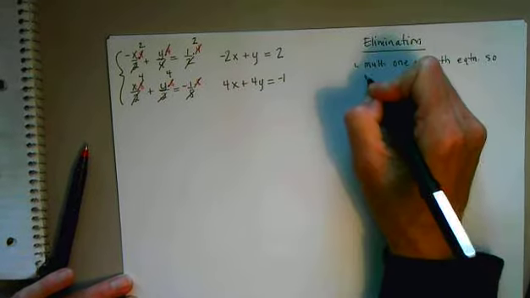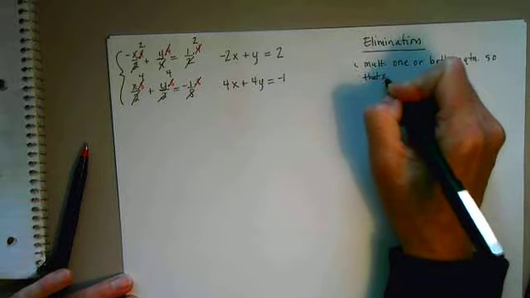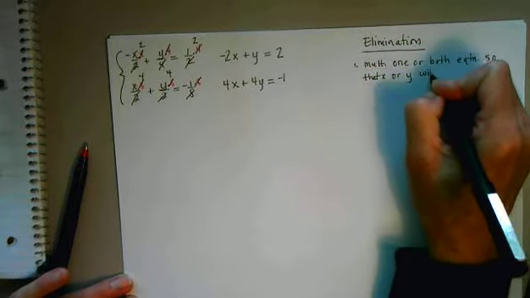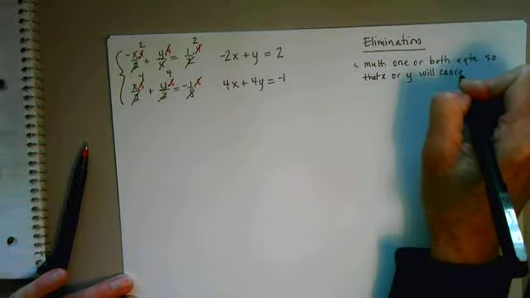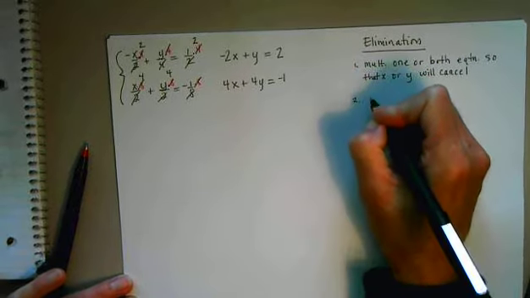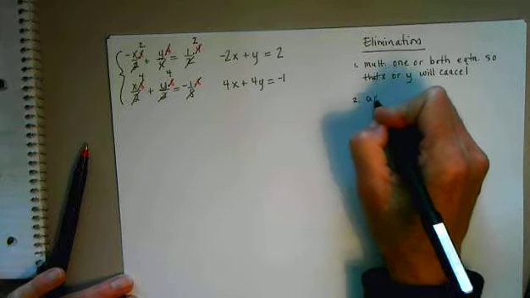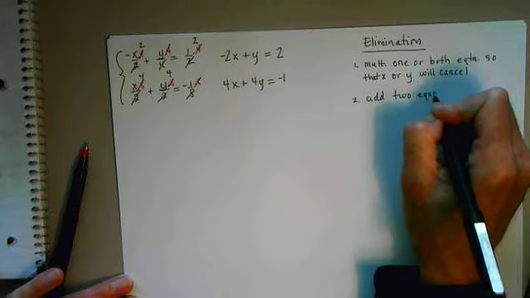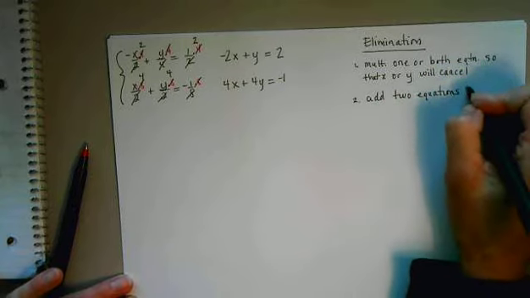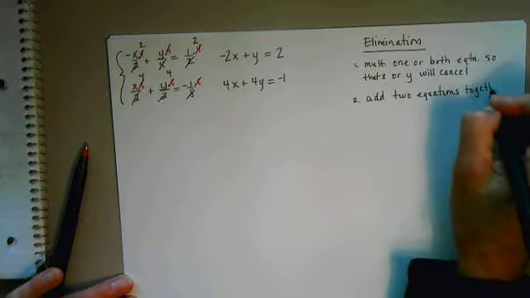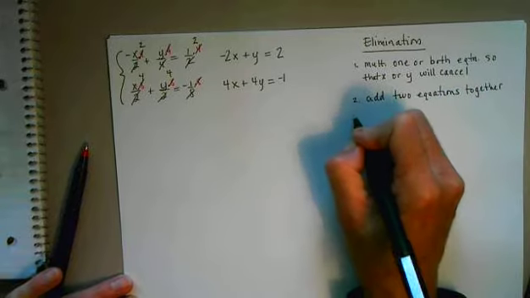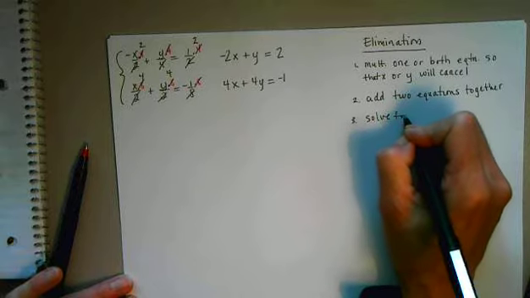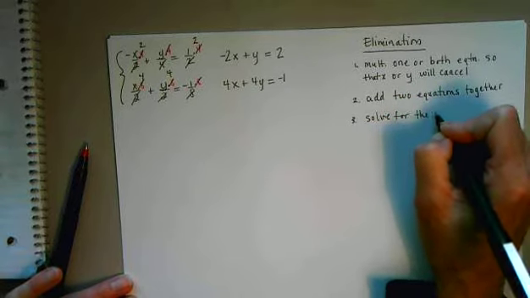so that x or y will cancel. And you'll see what I mean. We'll do that in just a second. Then you're going to add the 2 equations together. And what that will do is eliminate one of the variables. So then you'll have the other variable to solve for. And so I'll say solve for the remaining variable.